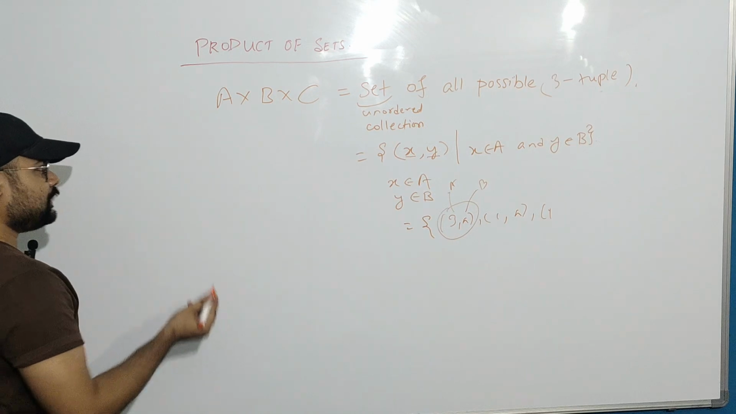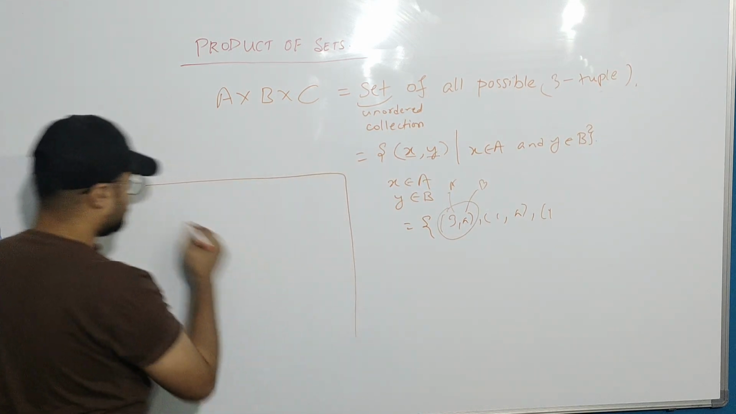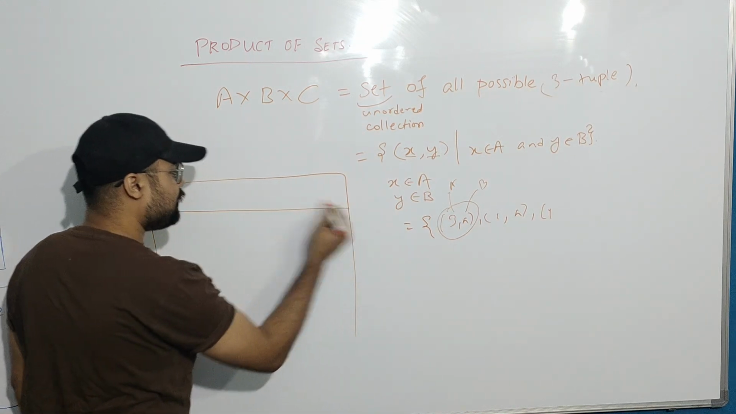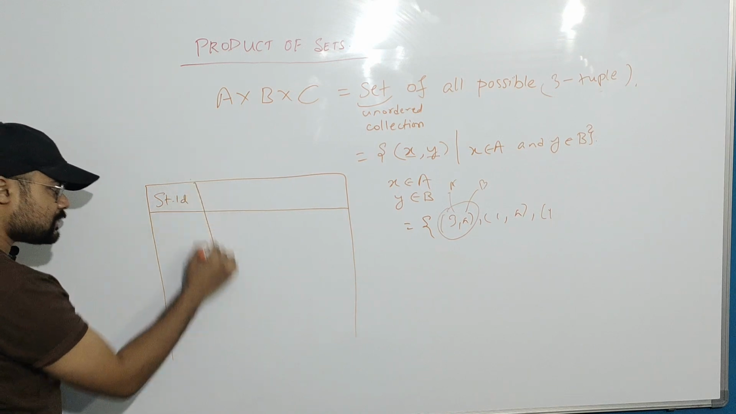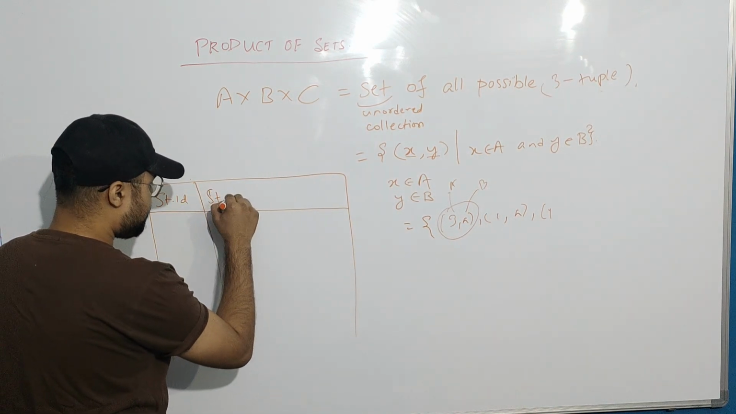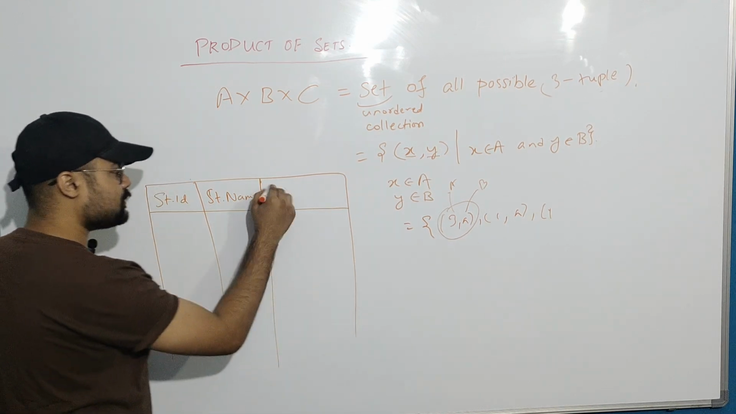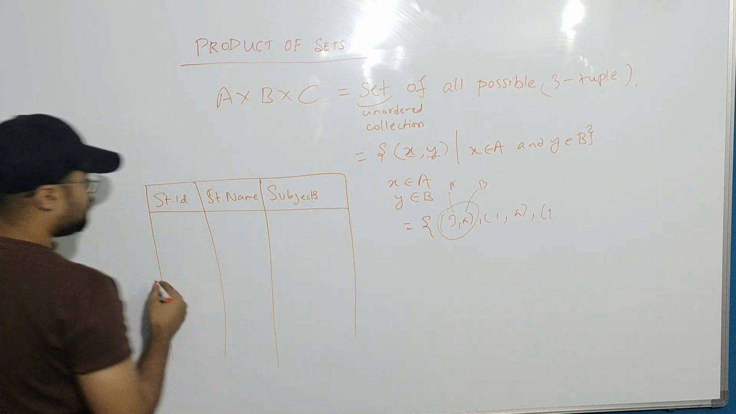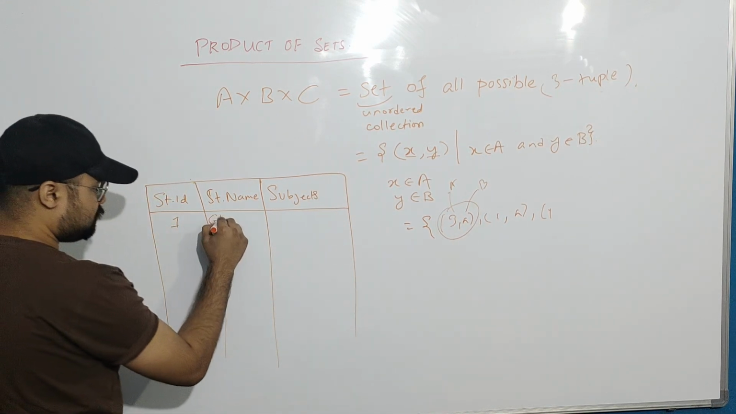Let's say there is a university, and the university is keeping a record of students. Every student must have some student ID. It's like a register: student ID, student name, subjects. Okay, so student ID, let's say the first student is Gulam.